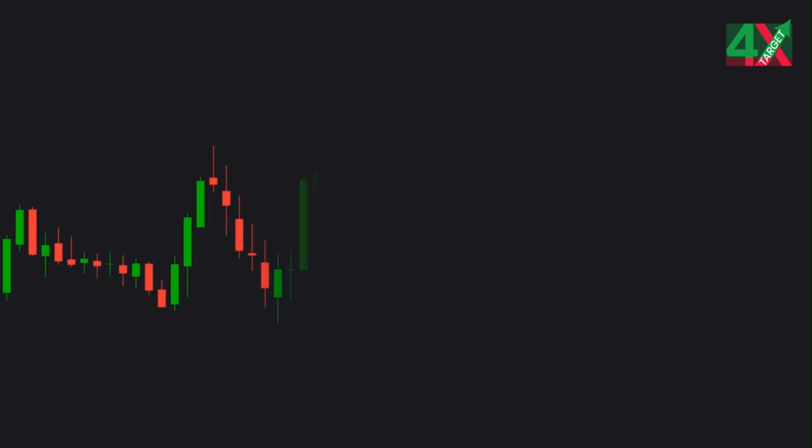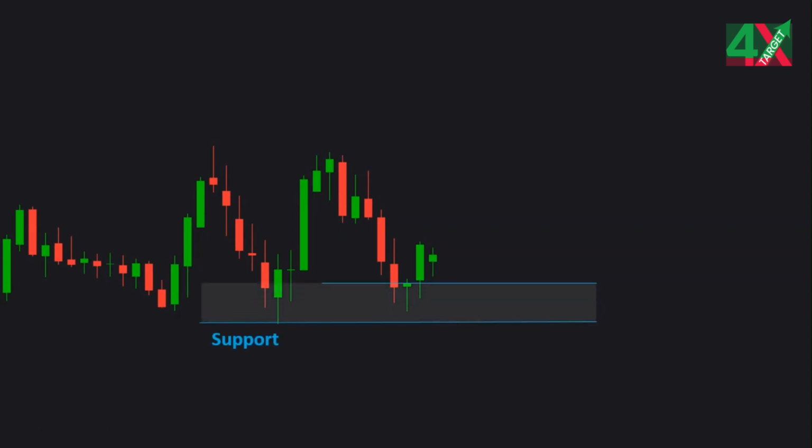Here, we've identified a clear support zone as well as a resistance zone, using the same method we discussed in the previous example, by observing multiple rejections and price reactions at those zones. As you can see, the market is currently ranging between support and resistance, meaning price is moving sideways within this zone. At this point, we prepare for two possible scenarios.